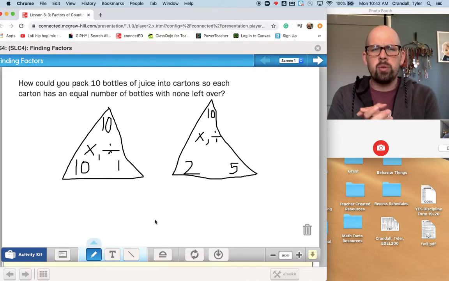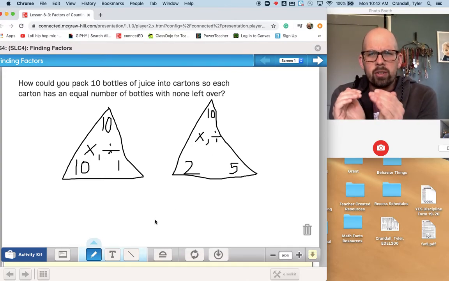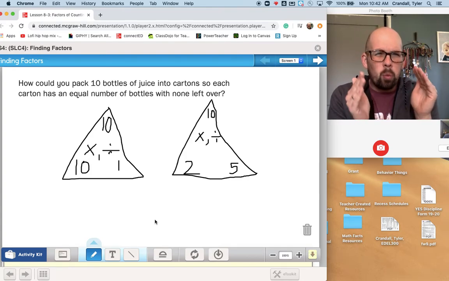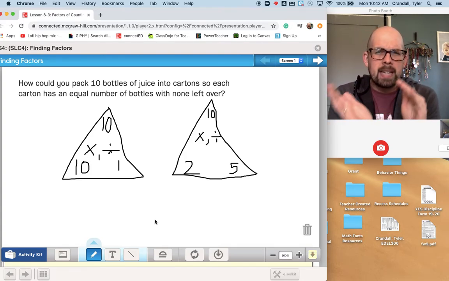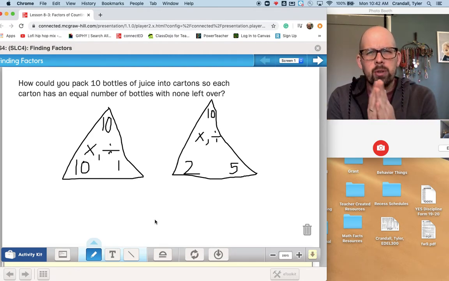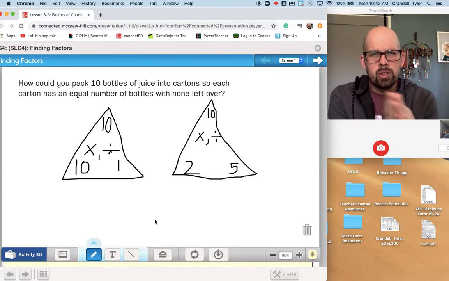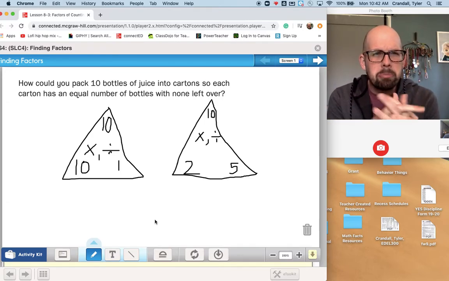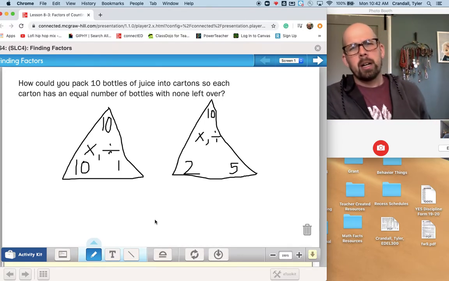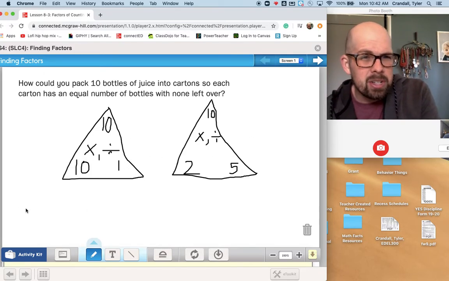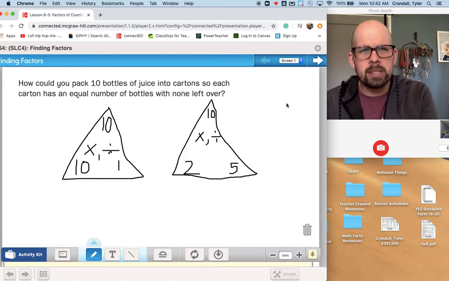So you could do 10 cartons with one bottle of juice in each. Seems wasteful. You could do one carton with 10 bottles in it. Might be a little heavy. Or you could do 2 cartons with 5 bottles in each, or 5 cartons with 2 bottles in each. It probably depends on how big the cartons are and how big the bottles of juice are. But that's what we're going to be working on today, identifying some factors that would make these products, okay?